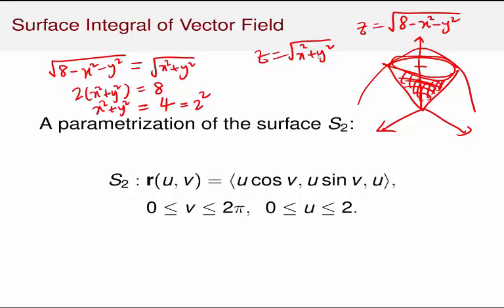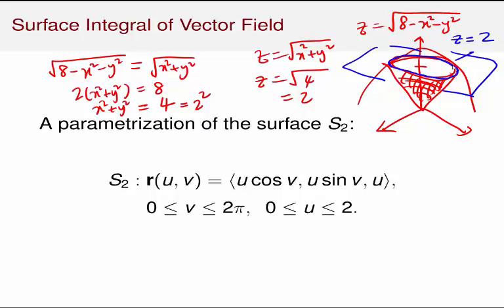If we substitute that into the cone equation, we have z equals square root of 4, which is 2. This means that the intersection curve is a circle of radius 2 on the horizontal plane z equals 2. Imagine we have the horizontal plane over here, given by z equals 2. The intersection curve of the upper hemisphere and the cone is a circle of radius 2 on this plane, centered around the z-axis. The question is, how do we parameterize the surface S2?